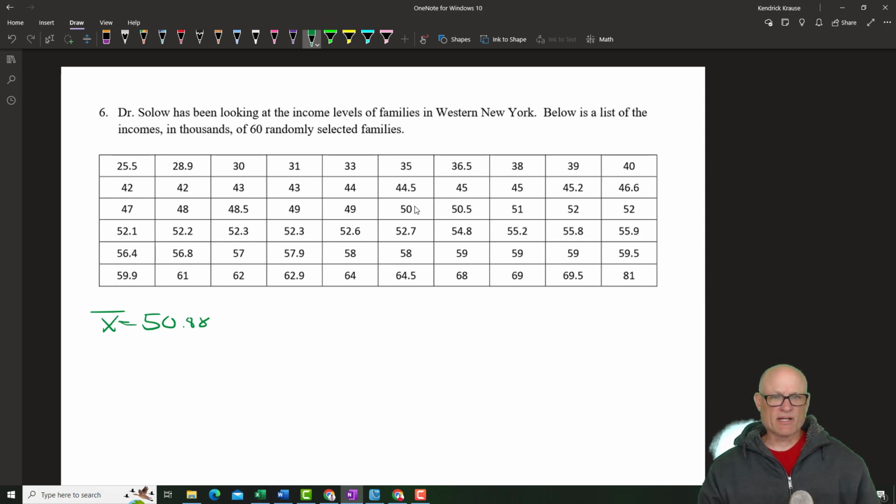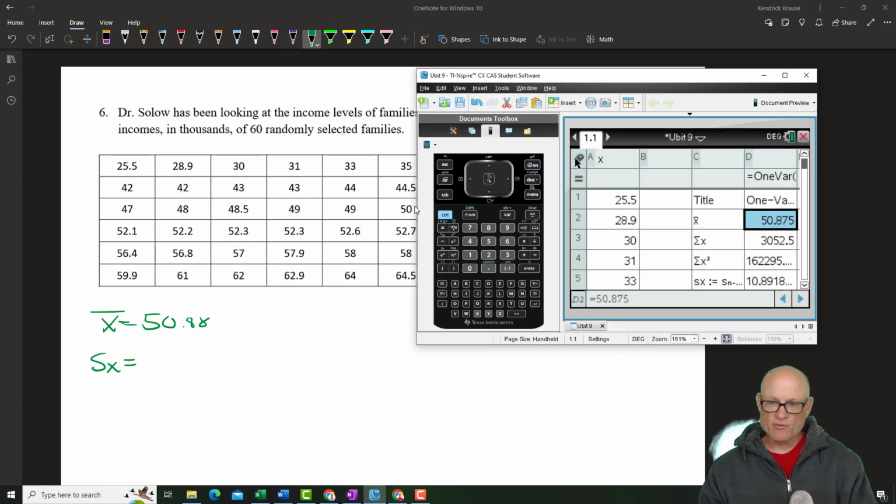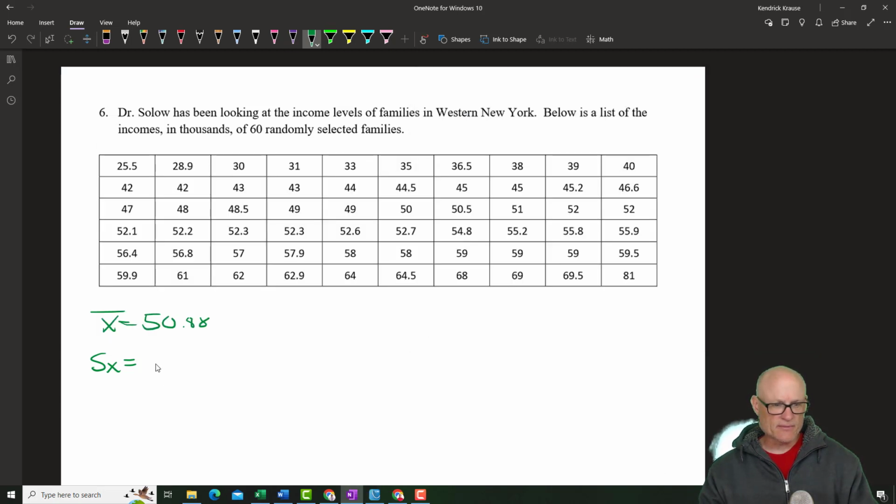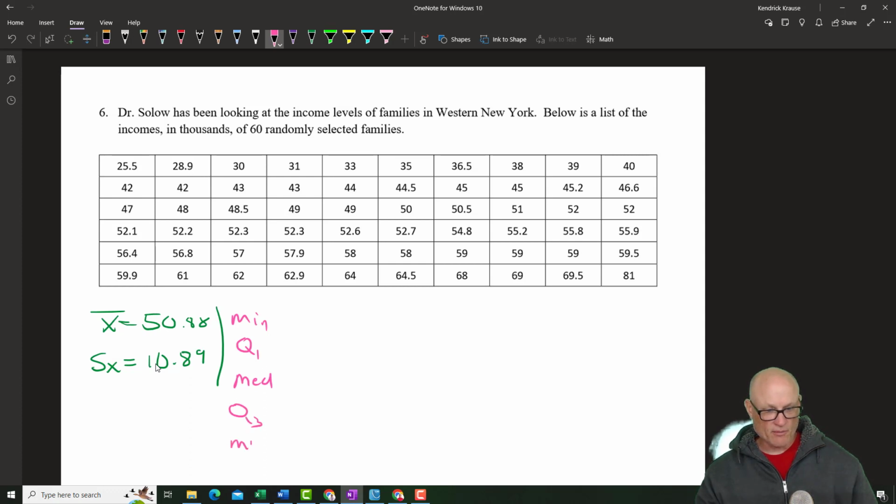We're looking at some income levels. So this is a sample. So I'm going to use SX, which is 10.89. So 10.89. As soon as I'm done with that, I'm going to do my 5-number summary, which is min to max. I'll expect to see this work in here somewhere.